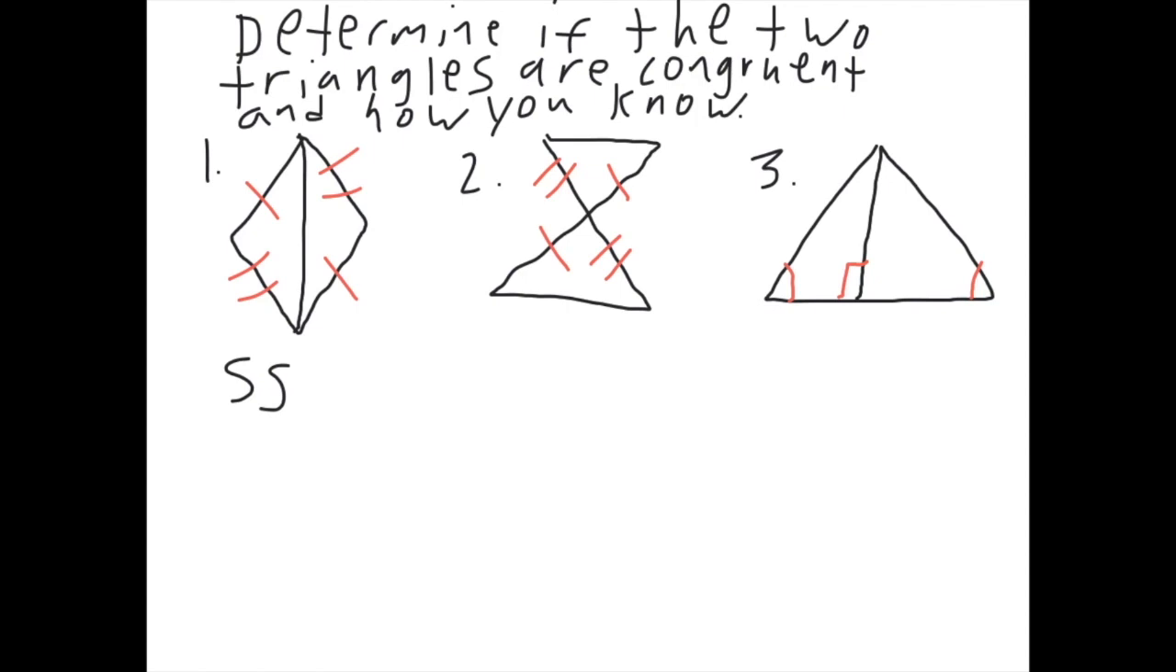So we need one more thing. Well, if you look here, this side of this triangle is congruent to this side of the other triangle, because it's the same side. So we have a third side congruent. So, side, side, side. And of course, the answer is yes. So yes, because it's side, side, side.